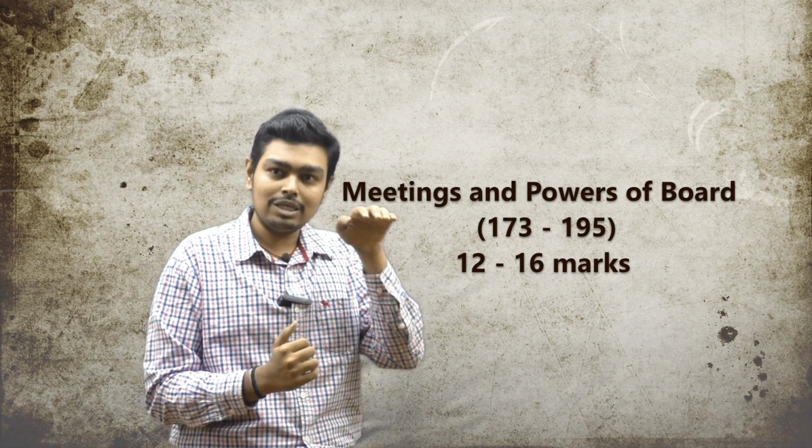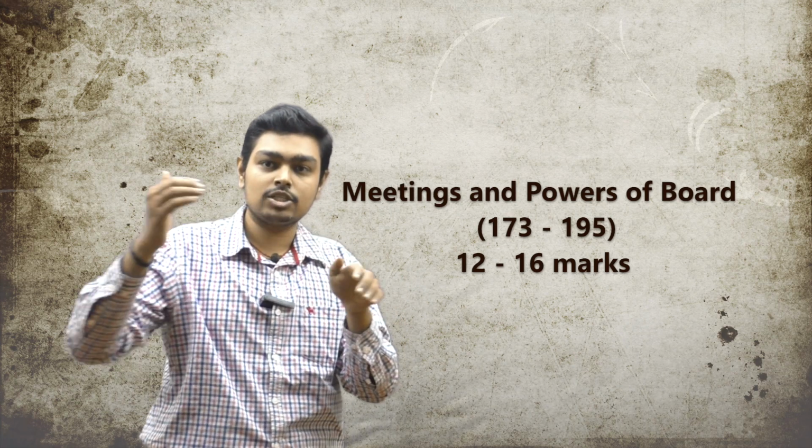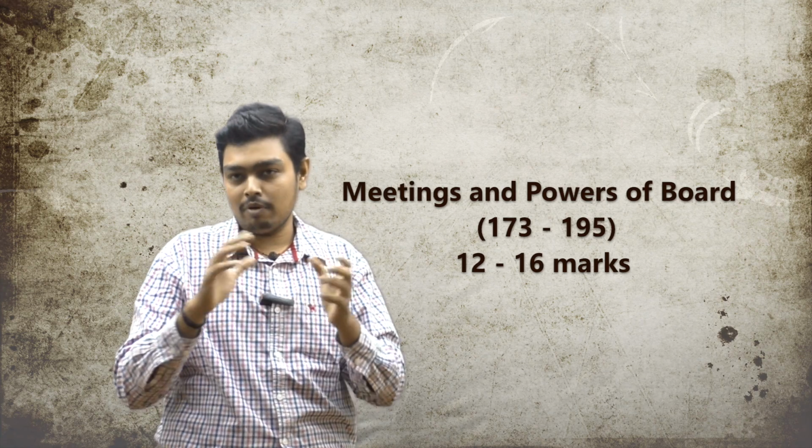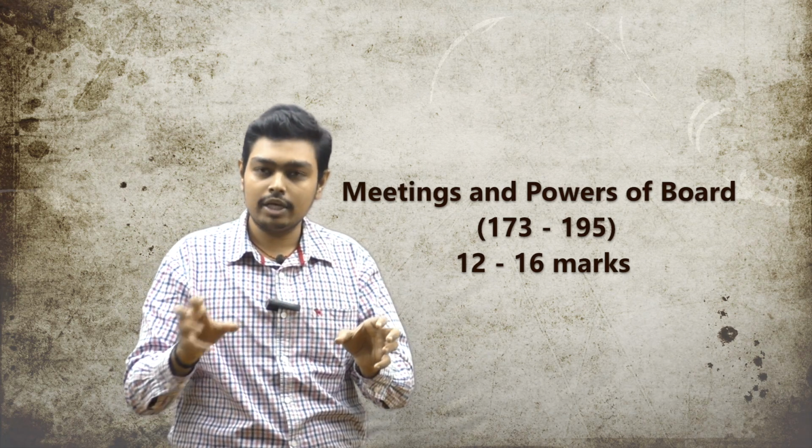They will be asking somewhere around 12 marks in this chapter. So this is very important. After that directors chapter we have something called the meetings chapter, that is board powers and meetings. It starts at section 173 and ends at section 195. So board meetings, powers of the board, what they can do, what they cannot do.